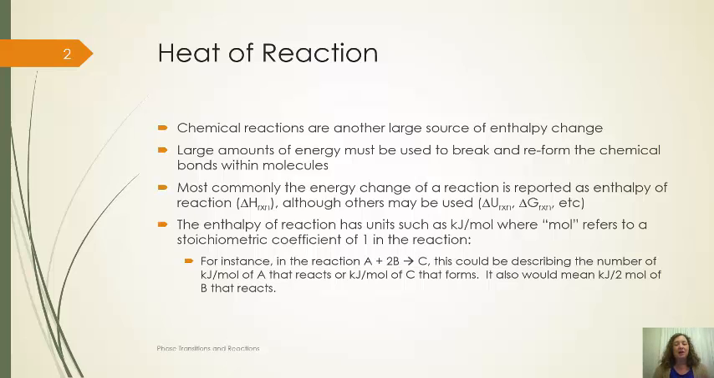Now, most commonly, we report this energy change for a reaction as enthalpy of reaction, but it also is possible that you may want to at some point use internal energy change of reaction, or Gibbs energy of reaction, or any of our energy terms. But for now, we're going to just stick with delta H of reaction. Now, the enthalpy of reaction is going to have units. It's usually something like kilojoules per mole.